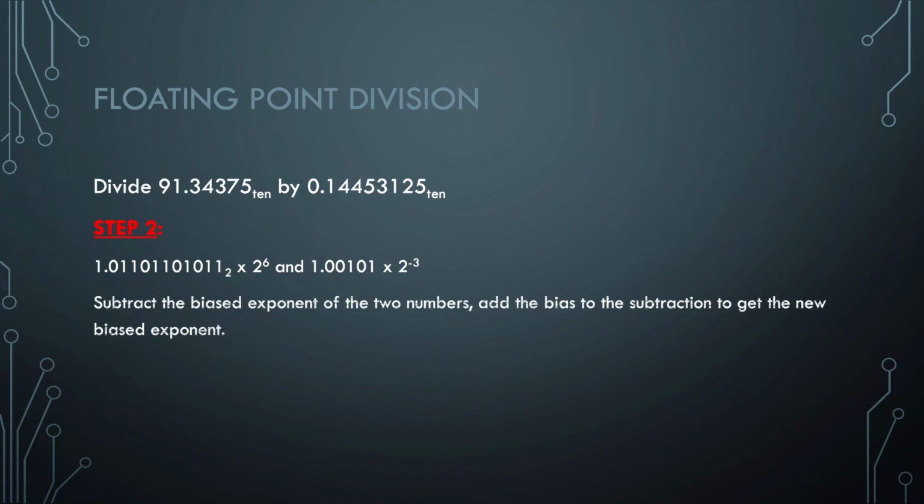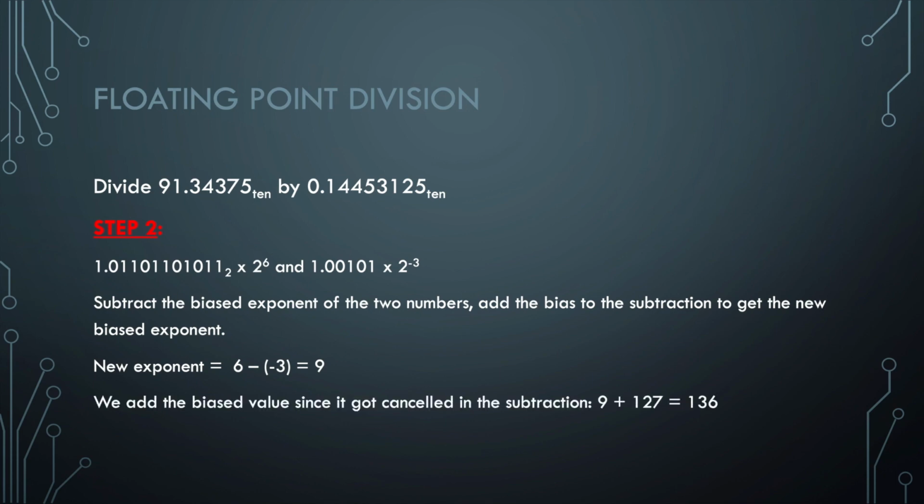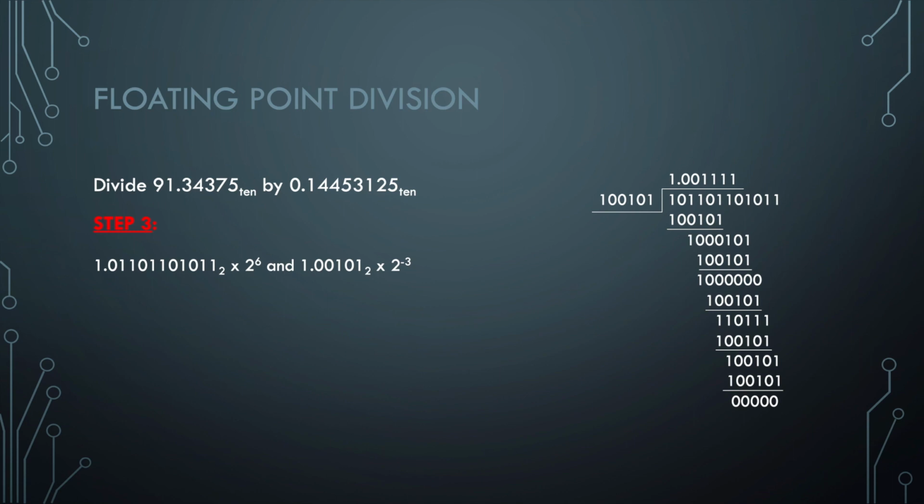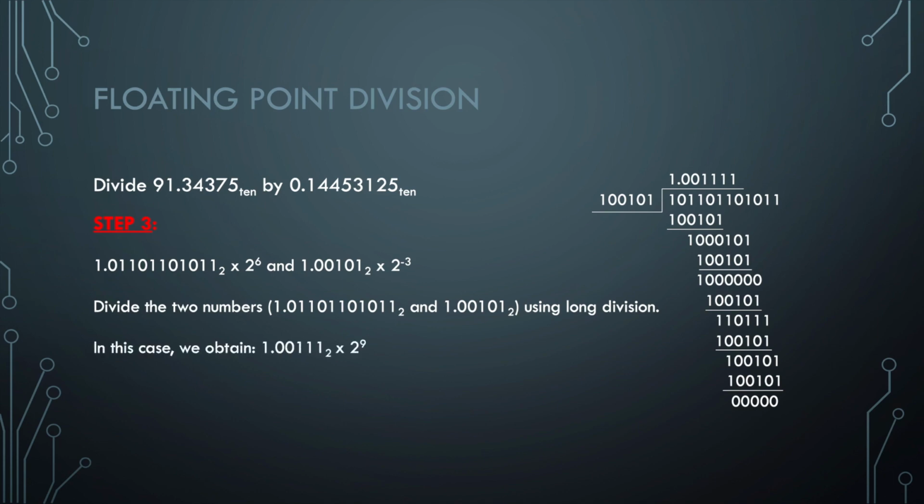In the second step, we need to subtract the exponent of the two numbers to get the new exponent. So we have 6 minus minus 3, that gives us 9. And to get the biased exponent, we just add 127, that gives us 136. In the third step, we need to divide the two numbers using long division. So we just divide the bigger number by the smaller one, and we continue to do so until we reach 0, 0, 0, 0. And in this case, the result we get is the result of our division, which is 1.001111.